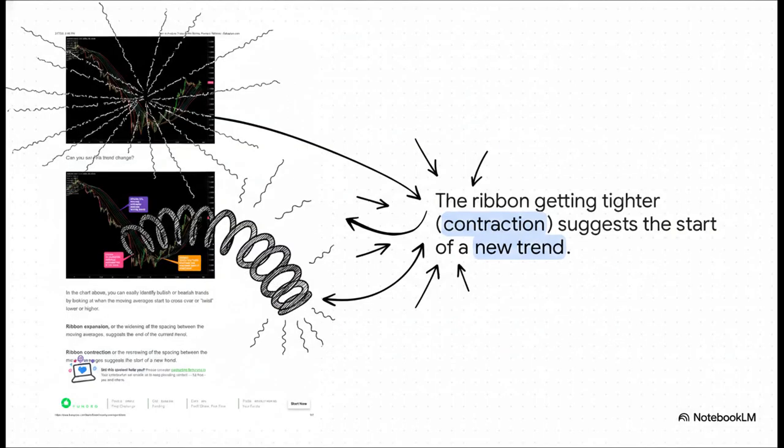And this is a perfect example of that contraction. Look how squeezed and tight that ribbon gets right there. That's the market coiling up like a spring, just building up energy for its next big move. In this case, it's signaling the start of that new uptrend.